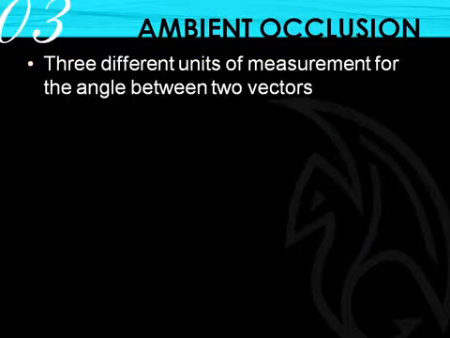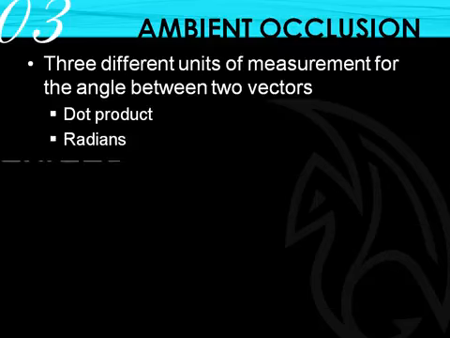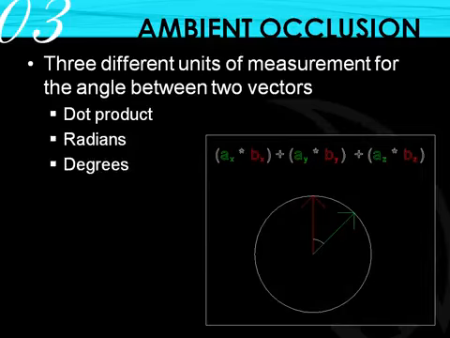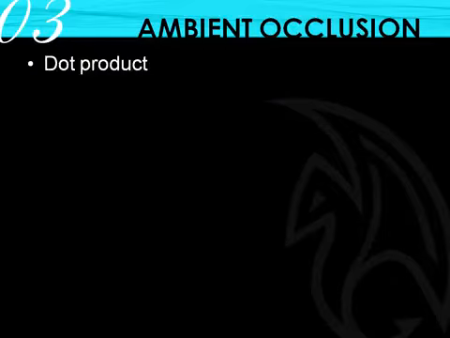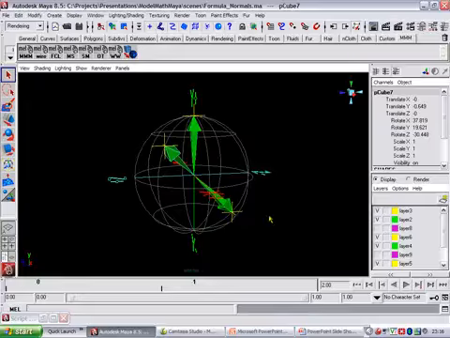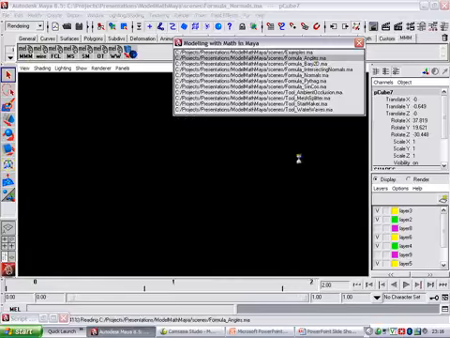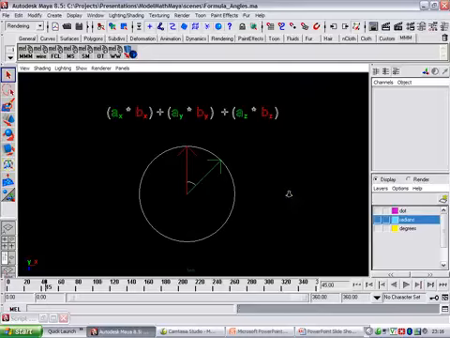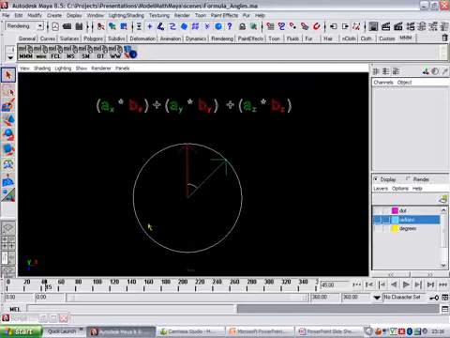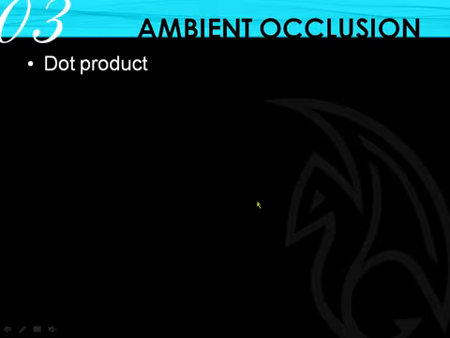So there are 3 different units of measurement for the angle between 2 vectors, and as I mentioned before, we're going to look at all 3. They're all related. As I said, dot product, radians, and degrees. So let's go ahead and take a look at a little chart that's going to help us to understand how this works. As I'm explaining the dot product, I'll be able to show you this. It's going to make it a lot easier to understand. So let's load up this scene here, which is going to allow us to study how angles work.